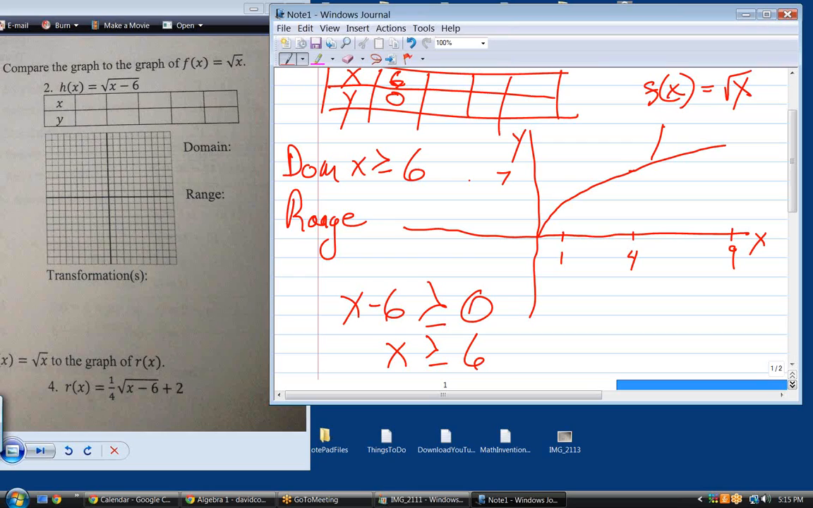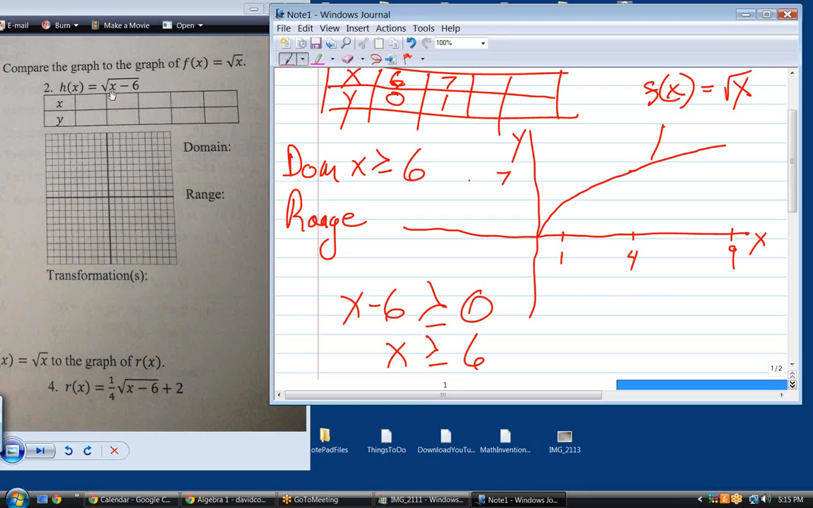What's another good value to put on x? What will make this thing a whole number? I suppose 7. Yeah. x is 7. What is y? 1. Okay. What should I make x next? 8. Well, 8 would be okay, but then y is going to be the square root of 2, which is not a whole number. So let's make x a bigger number than 8, such that the result is going to be an even number.